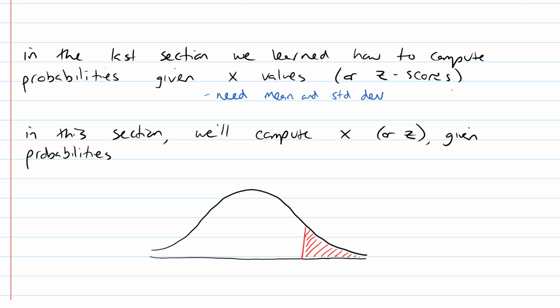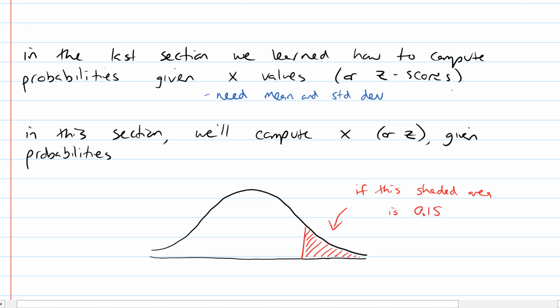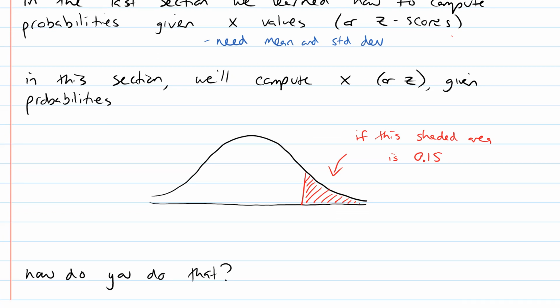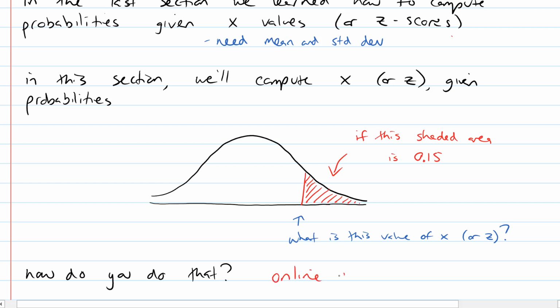So if you take a look at the following diagram, you can see that I have a little shaded area, and the question we can ask now is if this shaded area is 0.15 or some other value, then the question we're asking is, what is this value of x or z? And how do you do that? Well, like last time, we're going to be using the online calculator.